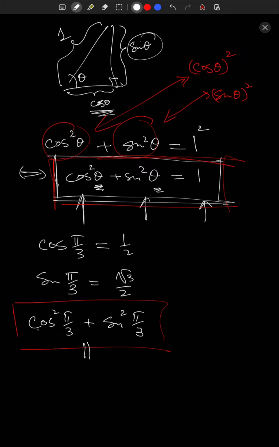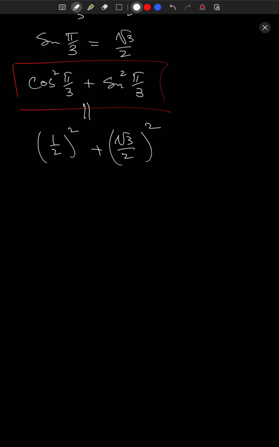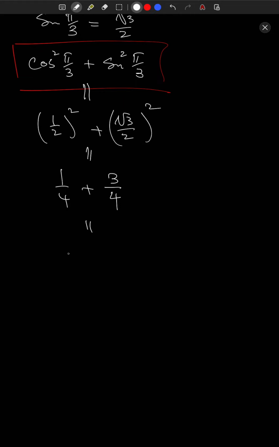Cosine squared pi over 3 is cosine pi over 3, the whole thing squared. So that's 1/2 squared plus sine squared pi over 3, which means sine pi over 3 the whole thing squared, right? And so what is that equal to? That's 1/4 plus the square root of 3 squared, which is 3, over 2 squared, which is 4. And so this is equal to 1/4 plus 3/4. So that's 4/4, which is 1.